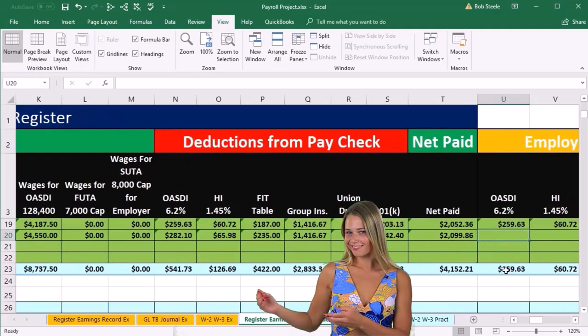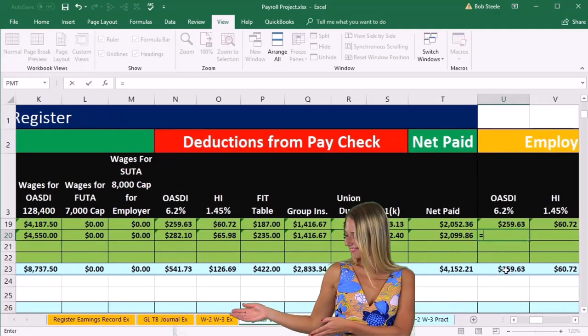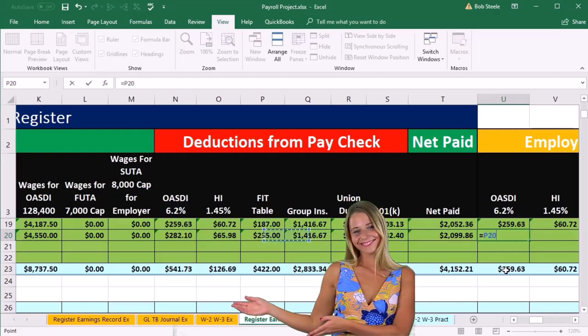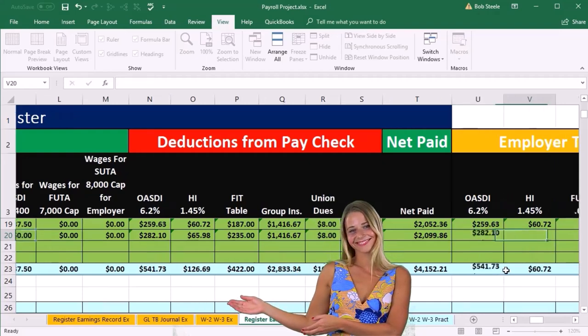Now we'll do the OASDI. We're going to calculate it again. Equals, this is the employer portion. Left, left, left, left, left, left, left, left. OASDI wages times 0.062. Tab.